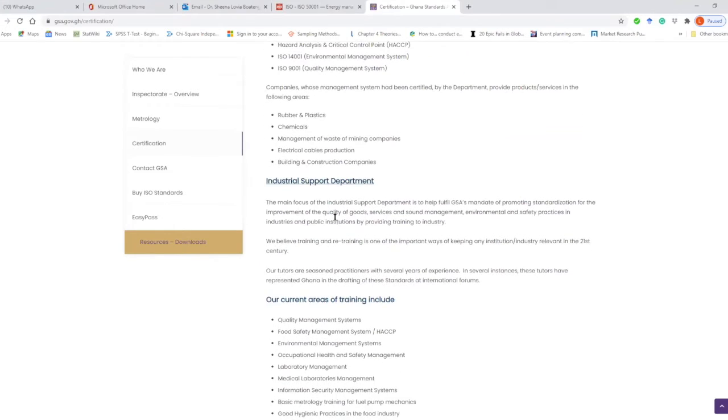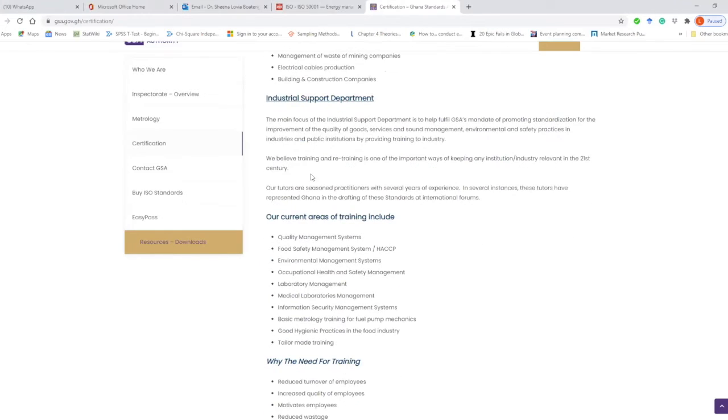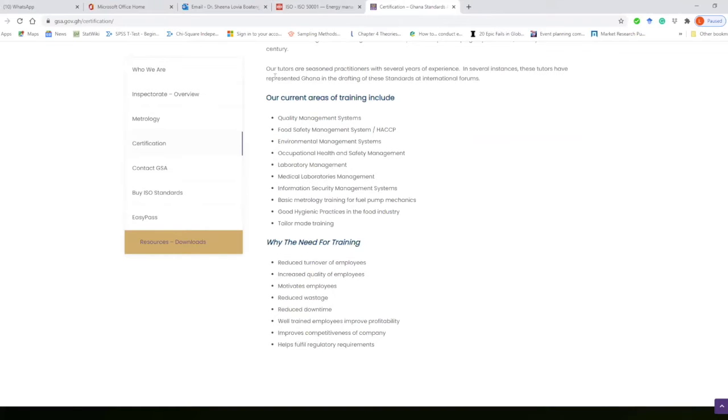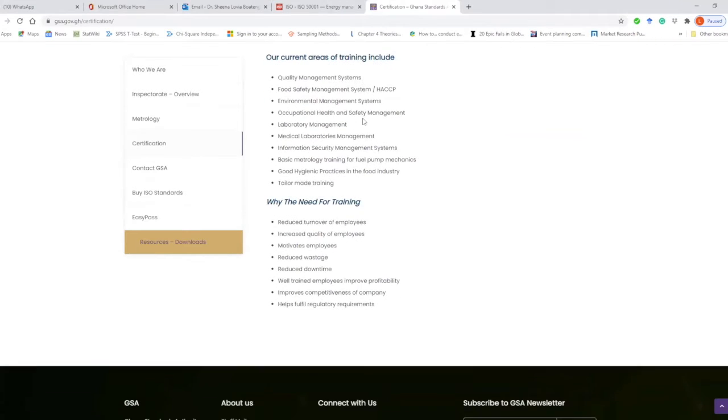Right? Then when we come down to the industrial support departments, they also have some of the other ISOs here, but they haven't put the certification numbers there. So they have quality management. Quality management systems is which ISO standard? This one is a quiz. ISO 9001. Awesome. Food safety management is which one?